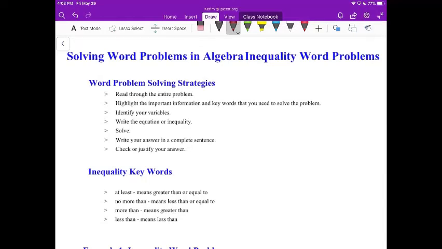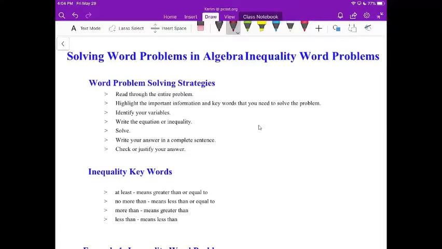So we're going to solve word problems in algebra, inequality word problems, specifically. We have some strategies to follow during word problems and some keywords that we need to know to write the inequalities easily. I already listed the strategies as you see on the screen.